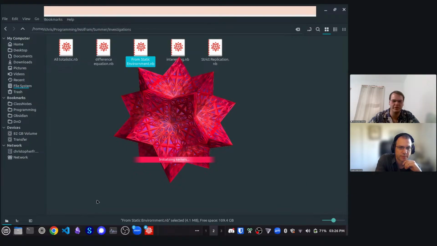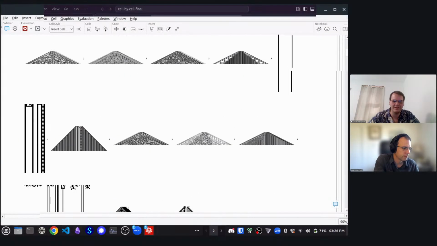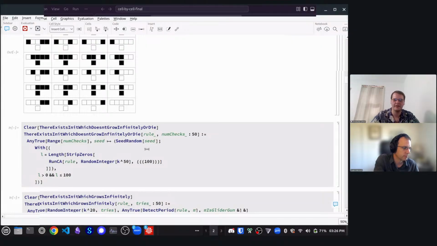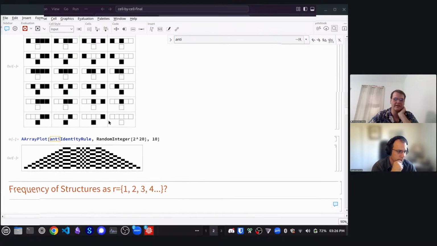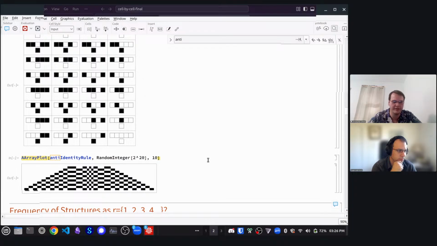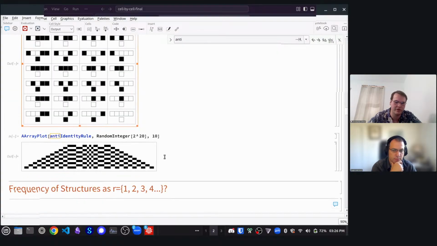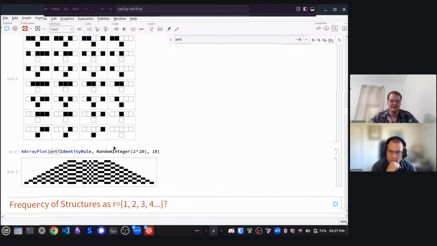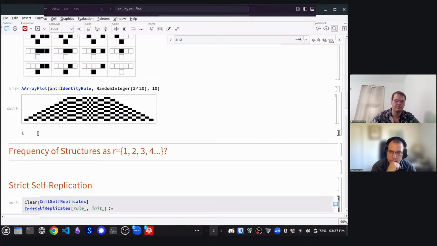I wanted to show the anti-identity rule, so I'm going to show that. Control F, anti-identity rule. Oh yeah, here it is. Given any random integer, it tends to do this, and this is its rule plot. It's just the exact opposite, except in this bottom right-hand corner. And then if I run this, do I need to run the initialization?